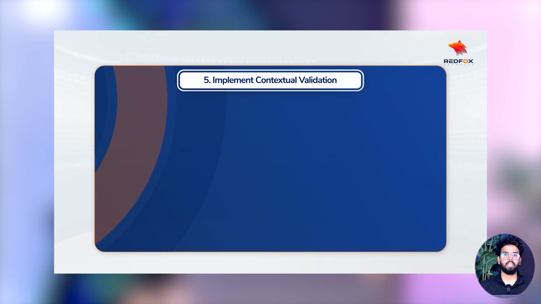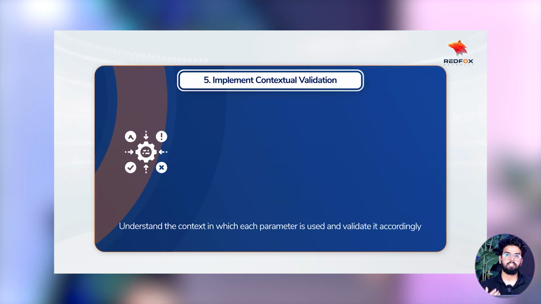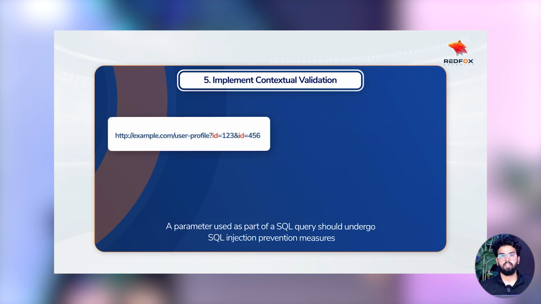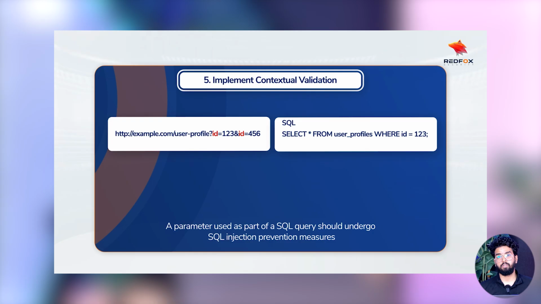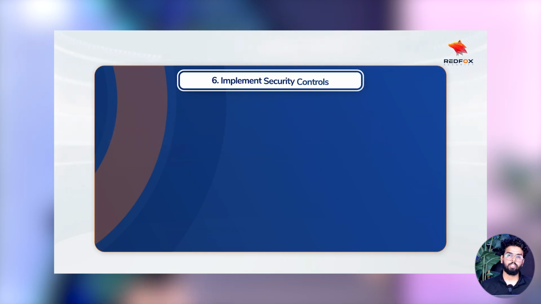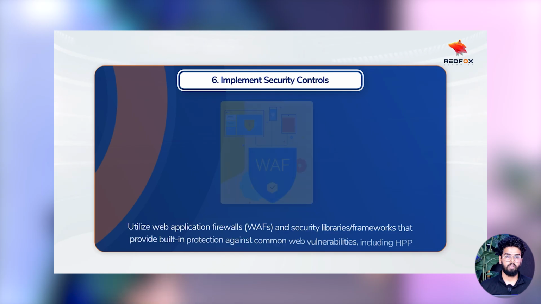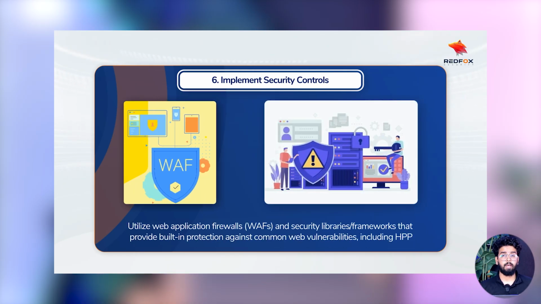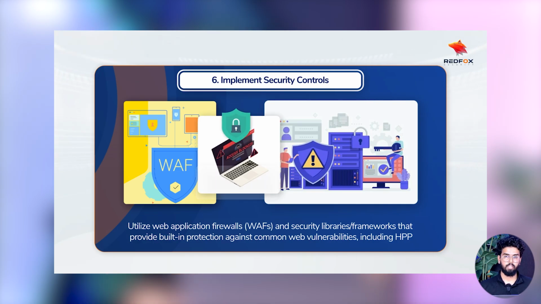Fifth is implementing contextual validation. Understand the context in which each parameter is used and validate it accordingly. A parameter used as a part of an SQL query should undergo SQL injection prevention measures. Sixth one being implementing security controls. Utilize web application firewalls and secure security libraries and frameworks that provide built-in protection against common web vulnerabilities, including HPP.